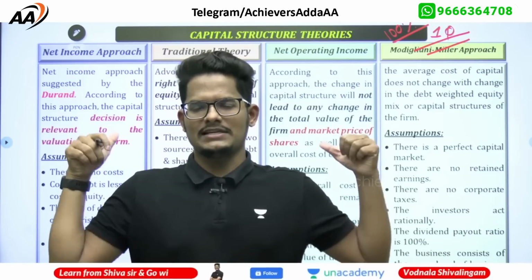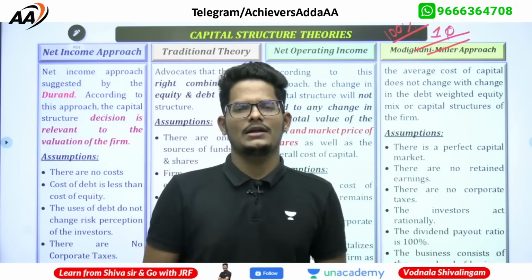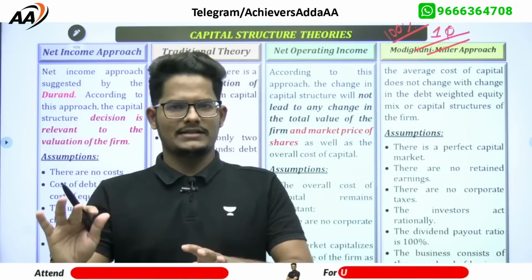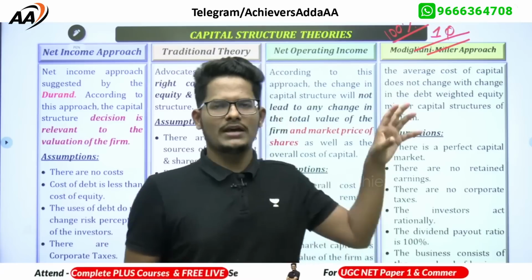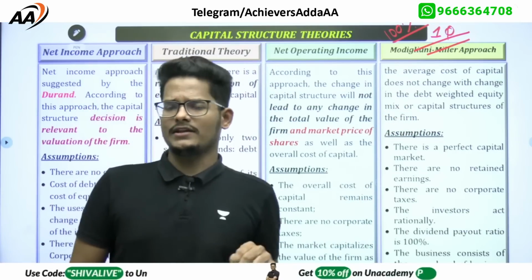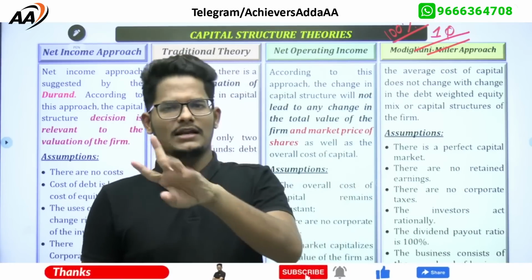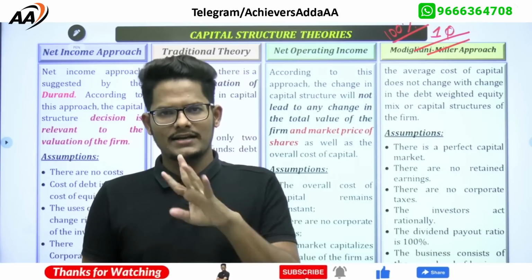But usually capital structure theories assume there are only two capitals: one is equity, one is debt. Based on that assumption, the categorization of theories is made. There are 2 categories of theories in capital structure: relevant theories and irrelevant theories.